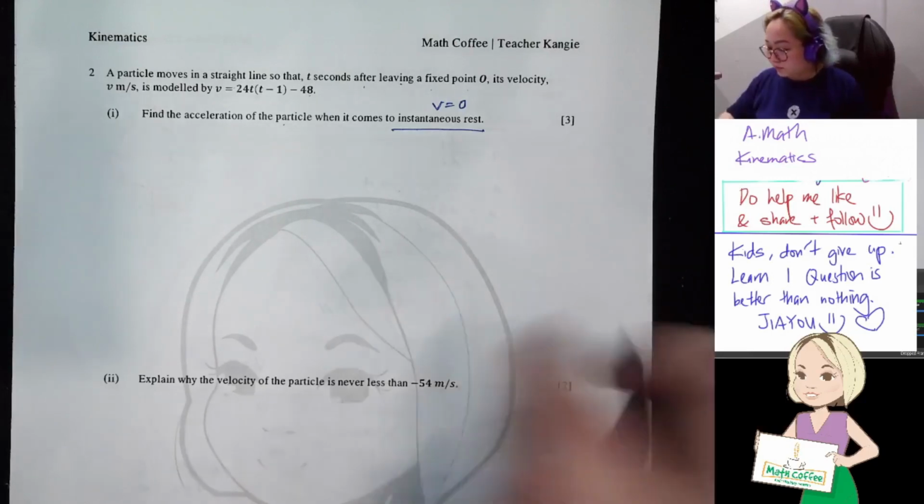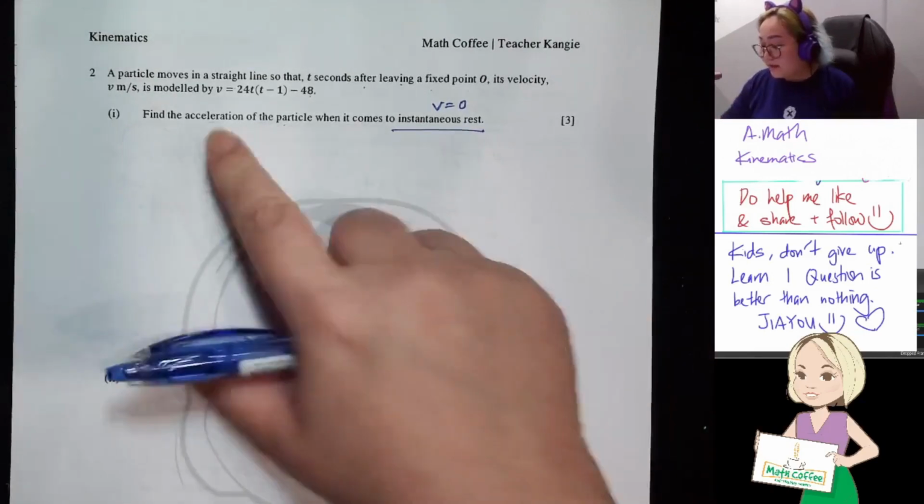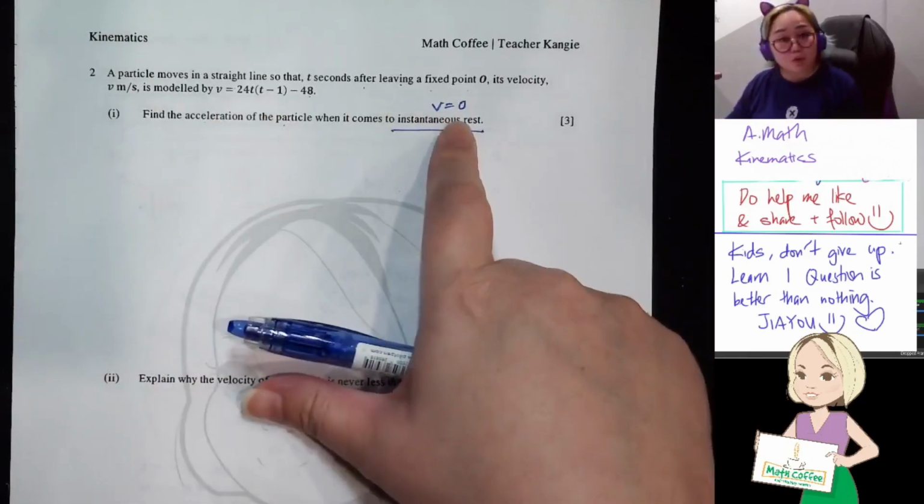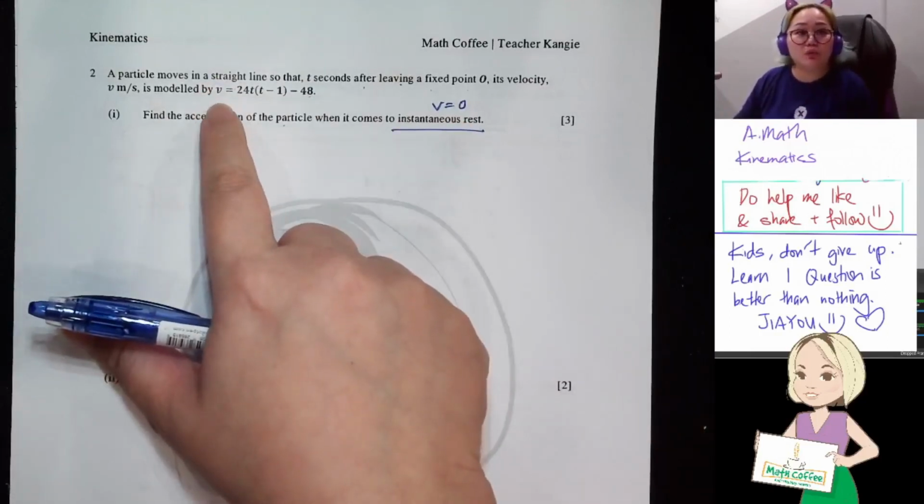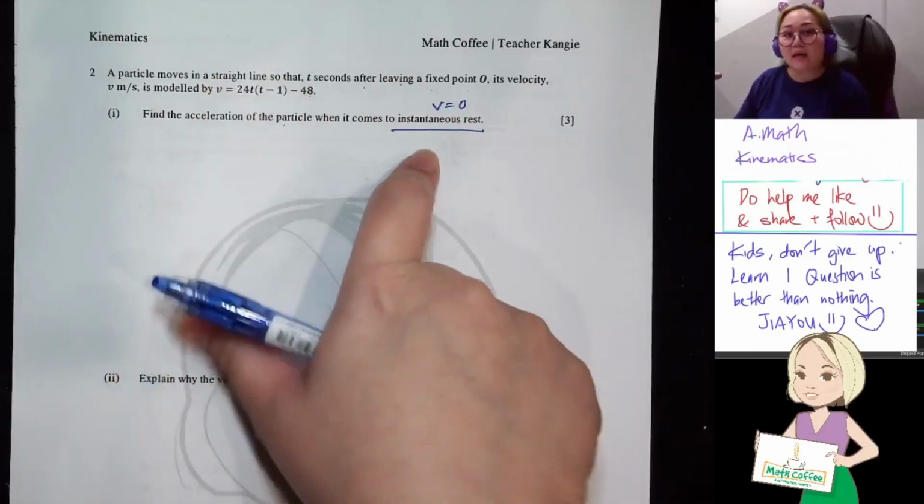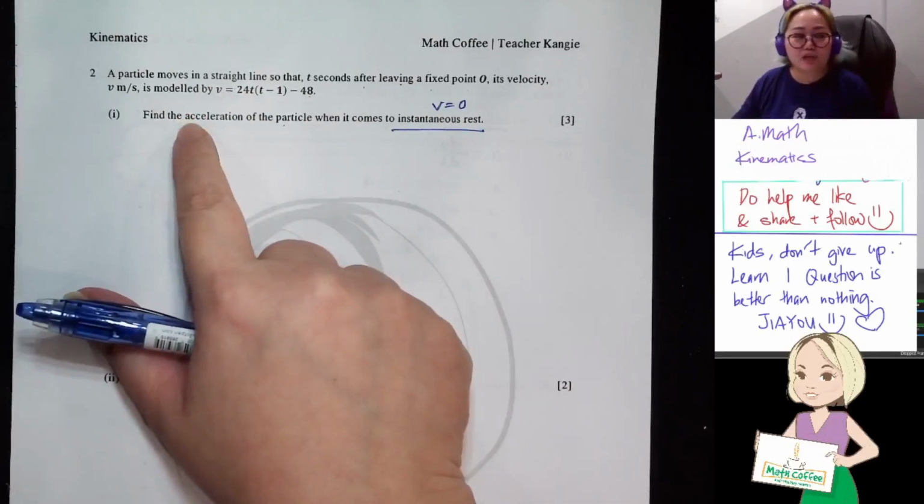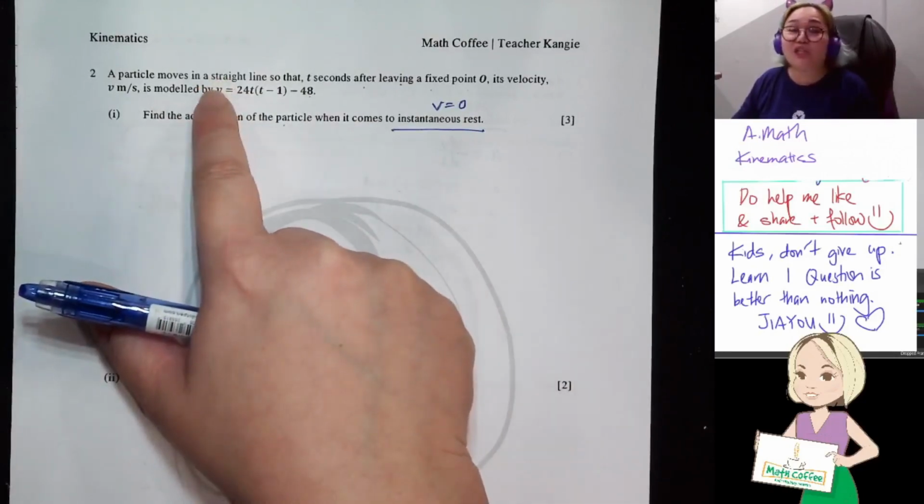Over here they say find the acceleration when v equals 0. So you have two things to do. First, you need to substitute v equals 0 to find out what the time is. And then after that, you need to find the acceleration expression by differentiating v.